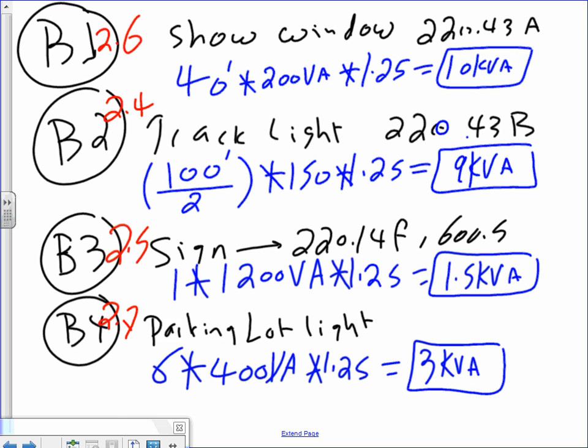What's the reference for this one? The book doesn't tell you how to calculate the light for the parking lot, so they go back based on the actual light.